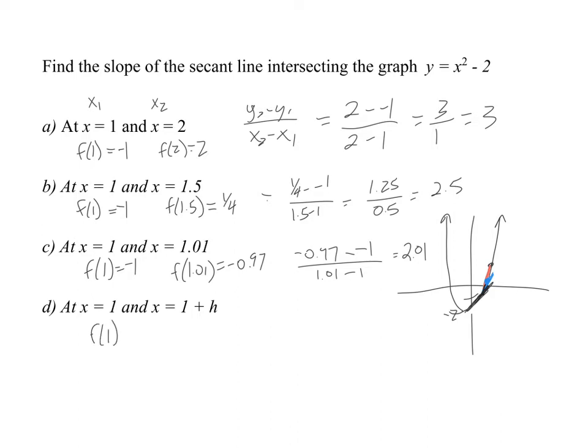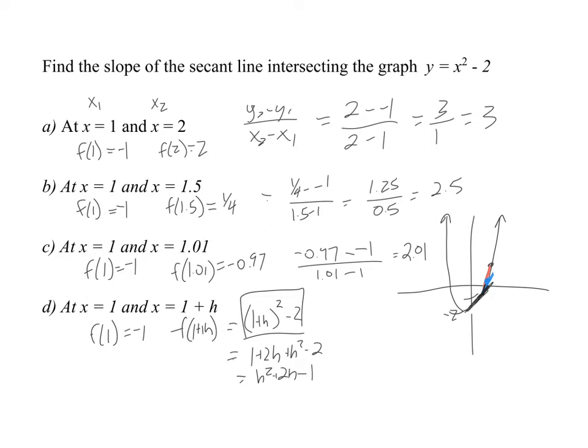So we'd still have f of 1 equal to -1, but now our f of 1 plus h will be slightly different. So we'll have 1 plus h squared, take away 2, that'll be our sort of simplified version, and let's even simplify that even more. Let's FOIL it out. So that'd give us 1 plus 2h plus h squared minus 2, so that would simplify to h squared plus 2h minus 1.